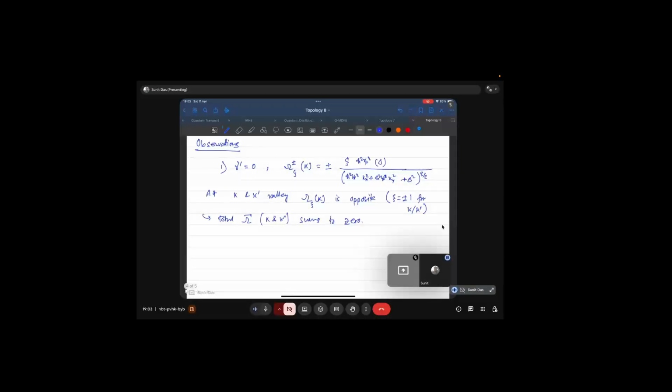When gamma prime is made 0, it is essentially making the system time reversal symmetric, because Haldane broke the time reversal symmetry of graphene by introducing gamma prime, a complex hopping parameter. So when gamma prime is 0, time reversal symmetry is preserved. So gamma prime is 0 means TRS is preserved.